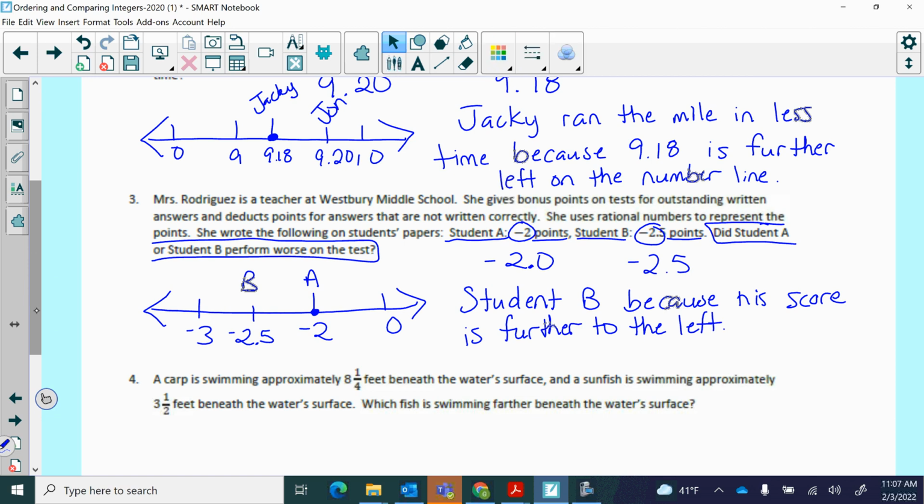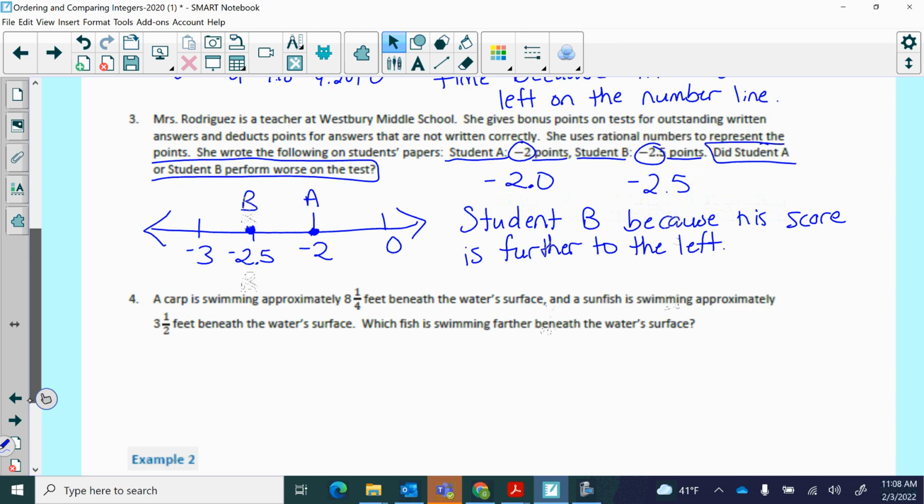We could have done that without a number line, but it's good to see it on the number line. We know that -2.5 points is more, or getting taken off, than 2 points. Yes? But they asked us to do it on a number line, so we're going to do it on a number line. And guys, remember, your points always go on the line, not above or below. Okay?